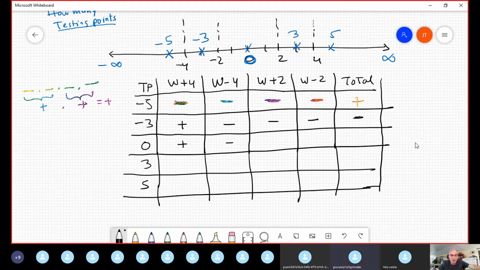The way I'll read the chart, for example, the second one, not -5 but -3: it has positive, negative, negative, negative. It's going to equal negative. Regardless of the testing point you select, you get the same combination of signs. You need to know that if there is an even number of negatives it is positive, and if you have an odd number of negatives it is negative.